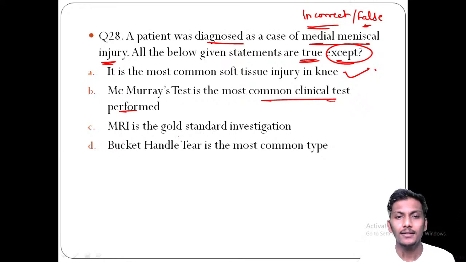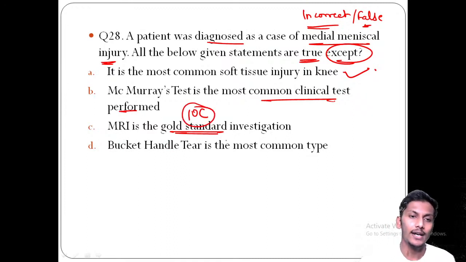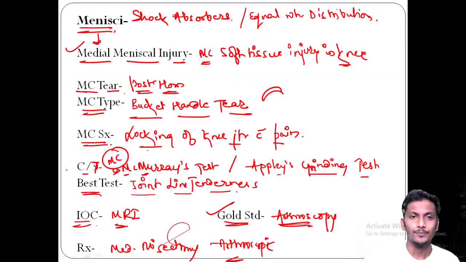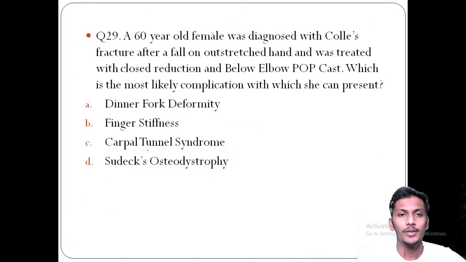Option C, MRI is the gold standard investigation. No, right? MRI is the investigation of choice. It is not the gold standard investigation. It is arthroscopy which is the gold standard investigation. So option C is the wrong statement over here. So that is the correct answer. And option D, bucket handle tear is the most common type of injury. Yes, it is.